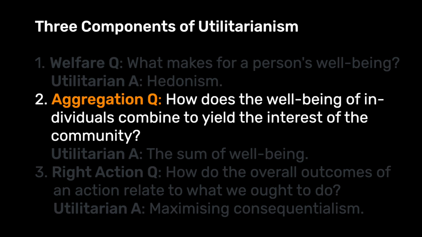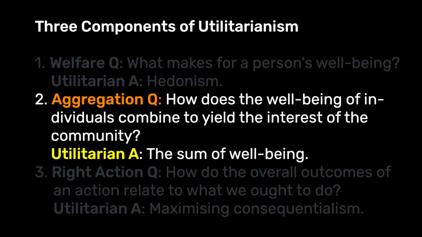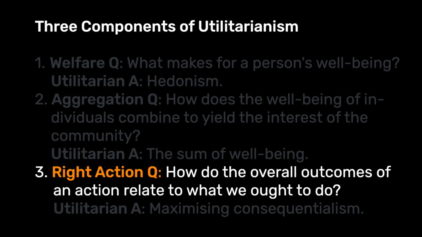So that's the question of aggregation, and the utilitarian's characteristic answer is that you arrive at an index of the overall goodness of a state of affairs by adding up the well-being levels of all the people, or more generally, all the sentient creatures, animals matter too, that exist in that state of affairs. And then thirdly, we have the question of what's the correct criterion of right action? So far, at least in question 2, we just talked about how good is the state of affairs that might result from a given action.